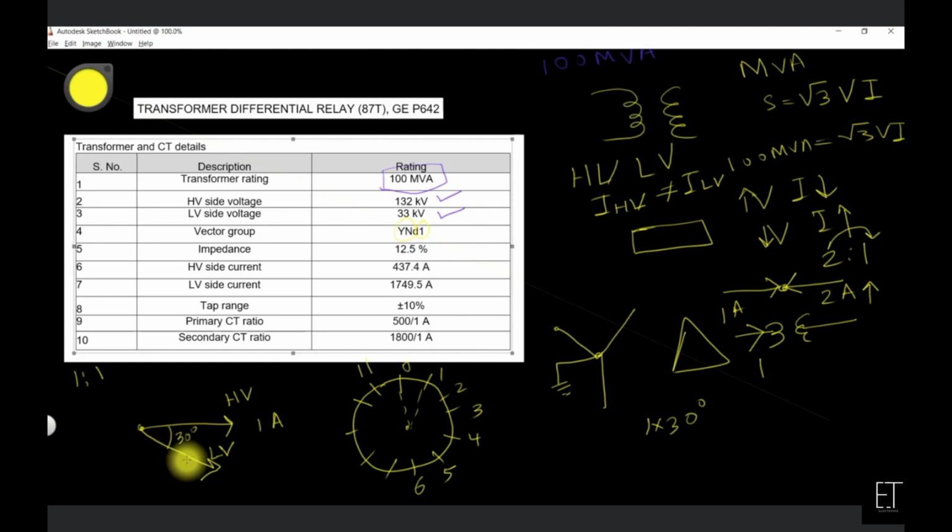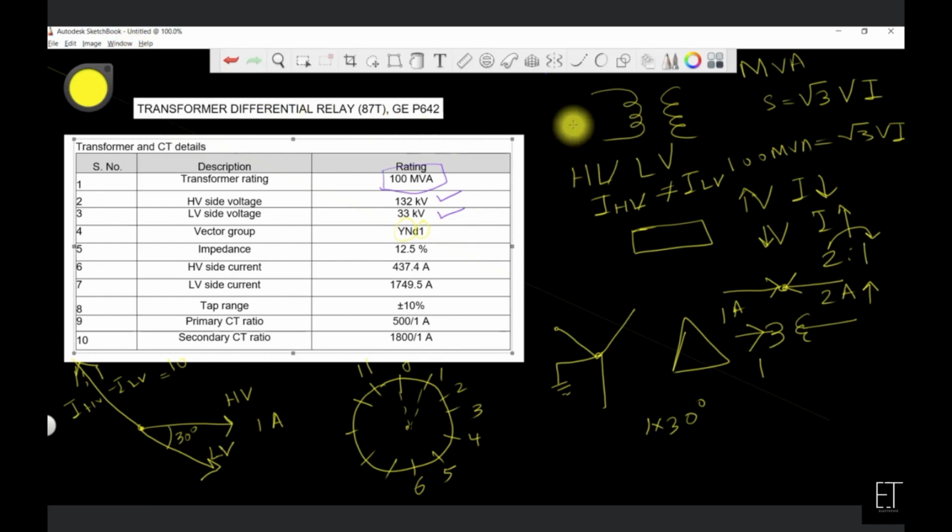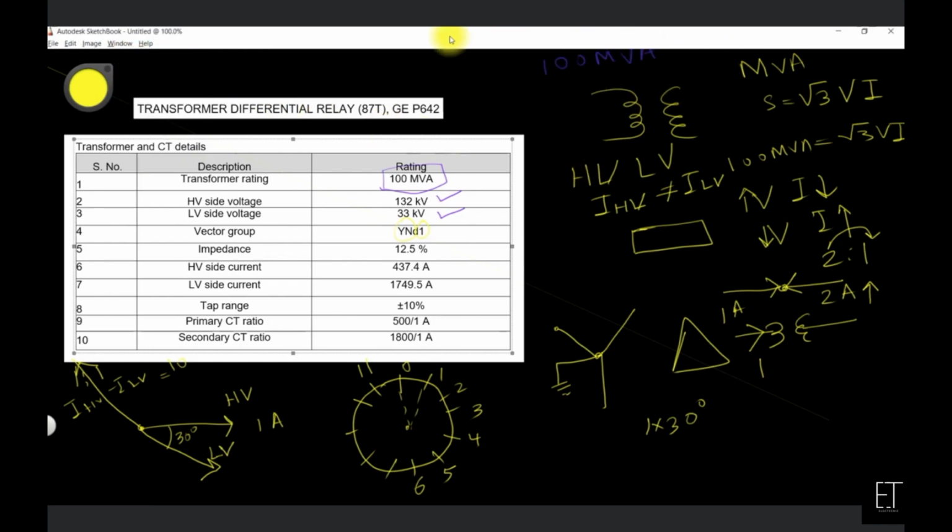If you make the differential current of these two, you have to subtract IHV minus ILV. If both are at the same phase angle, the value has to be 0. But if there is a phase shift of 30 degrees, when you subtract, you have to make it minus. So I will take this one to this side here on the top. I have to make it minus. So now, okay, let me draw it on a separate sheet here.